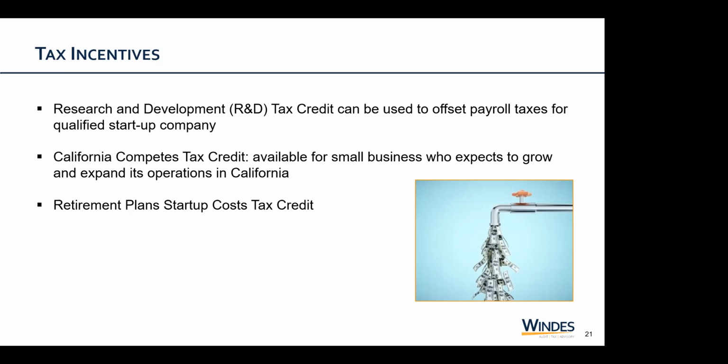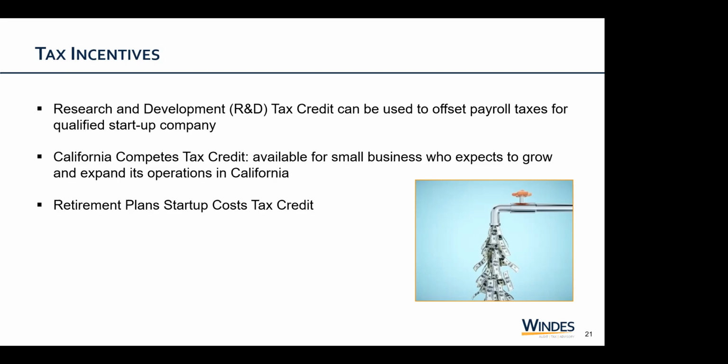This Compete tax credit is to encourage businesses to hire more people and buy more equipment or have capital expenditure in California. So basically, the California Compete tax credit is a credit. If you want to apply for the credit, there's no fee required. You can just go to the website and submit the application online.